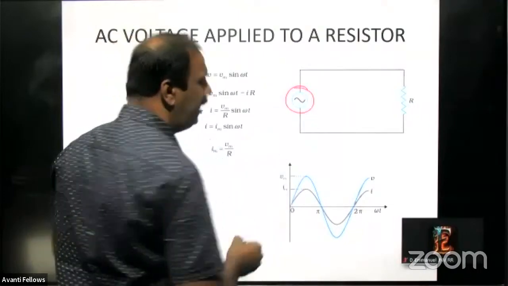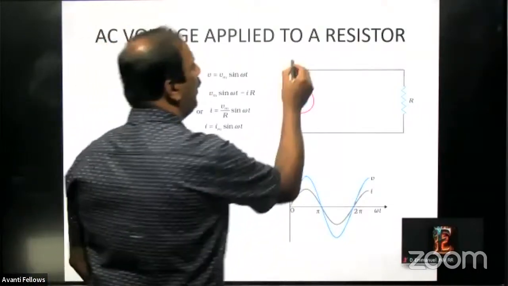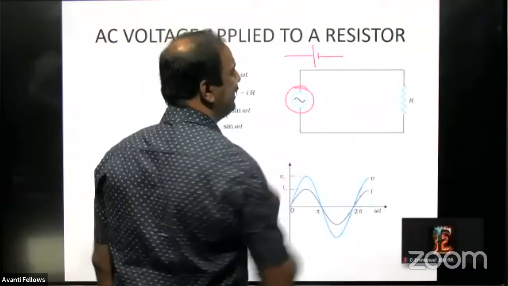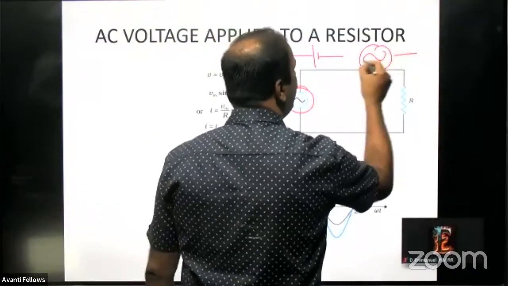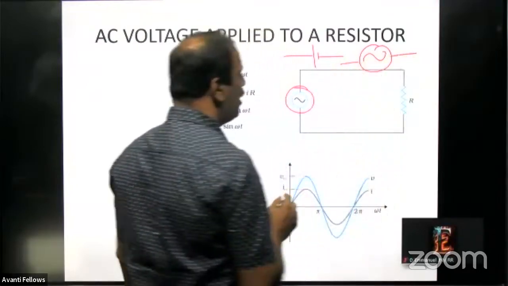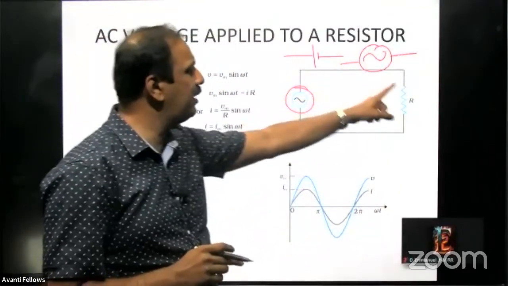Generally in DC, the source of DC, a battery or a cell, we used to draw like this. Now in the case of AC, we will draw this one. This is the source of AC. That's the first thing you should know. Okay, so we have a resistor which is connected to this one.